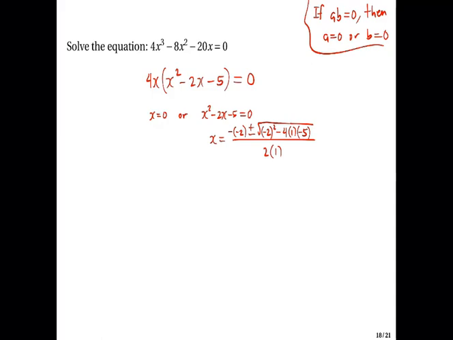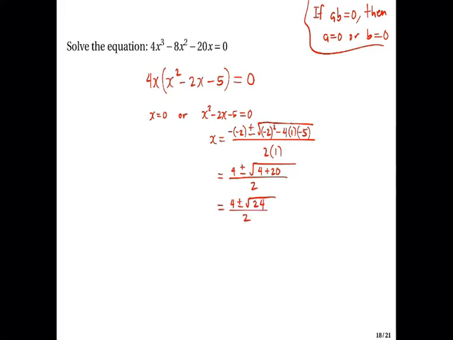And then we just simplify what we can simplify here. So here you have negative negative 2, that's positive 2, plus or minus negative 2 squared, that's positive 4. You have negative 4 times 1 times negative 5, that's positive 20, and then divided by 2. Or we can write this as 4 plus or minus square root of 24 divided by 2.